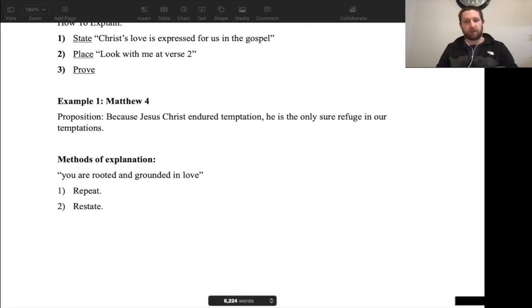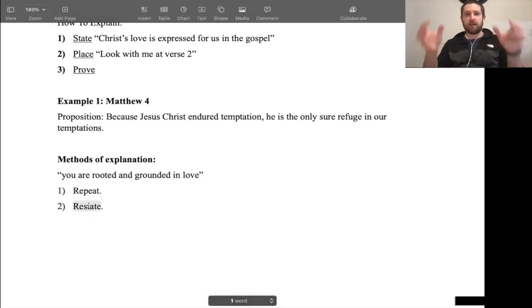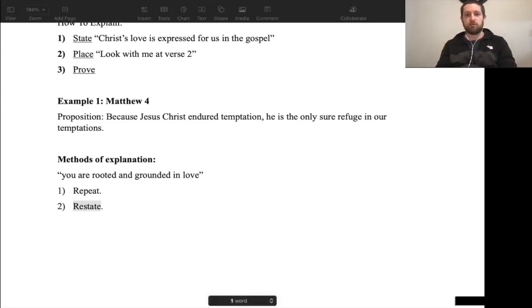Instead of saying he rooted us and grounded us in love, I could start by repeating it: Christ took us and rooted us in his love. He took us and grounded us in his love. And now let me restate it. What this means is he has secured us in his love. We are rooted like a plant is rooted into the ground. We are grounded like the foundation of a building. See, I'm just saying the same thing the text says, just restating it in a different way.